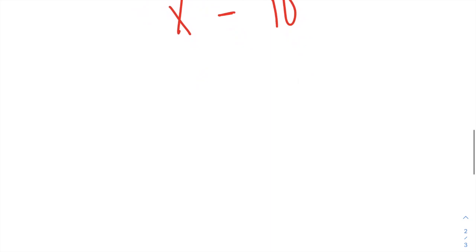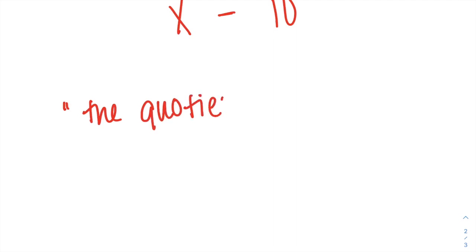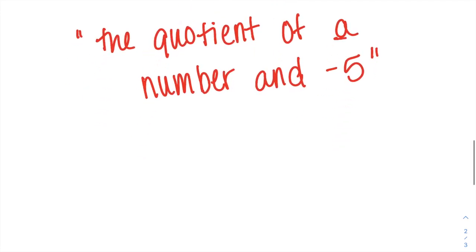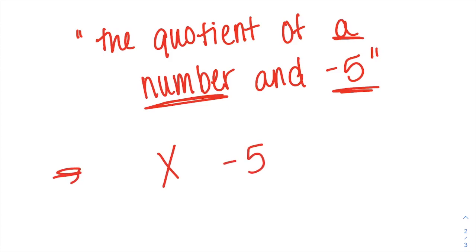Another example, the quotient. So I've already said the word that relates to the operation. Quotient. The quotient of a number and -5. I'm going to write down, so a number is a variable, so I'm going to write down x and -5. In my little, this is what I'm calling my answer area down here. I'm also going to write -5.